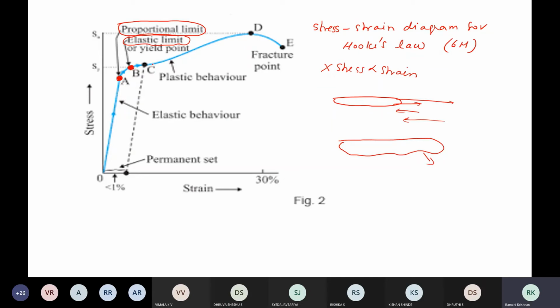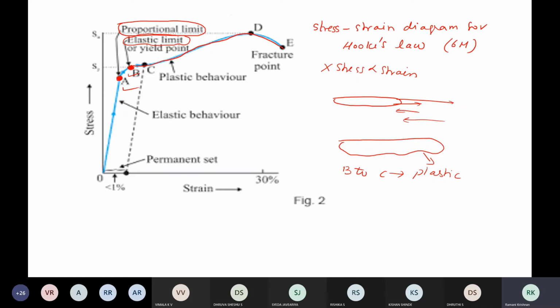Again, I keep increasing the force. What will happen? From B to E, the material has become plastic. This is plastic behavior. From B to C, the material becomes plastic. That means it has lost its elastic nature. Okay. So you understood up to this. A is the proportionality limit. B is the elastic limit or the yield point.